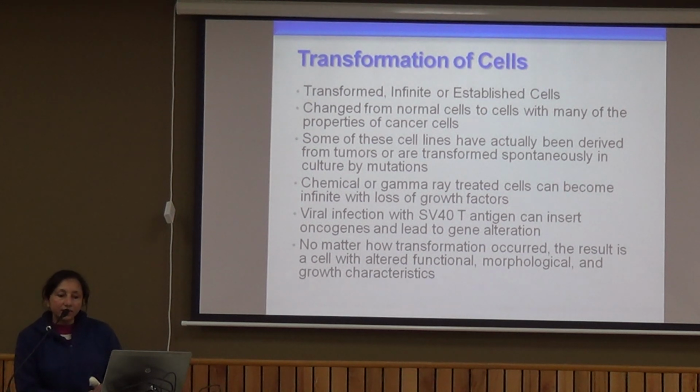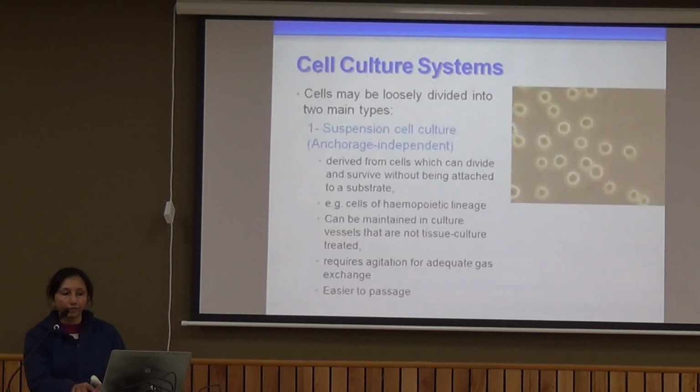Chemical or gamma ray treated cells can become infinite with loss of growth factors. Viral infection with SV40T antigen can insert oncogenes and lead to gene alteration. No matter how transformation occurred, the result is a cell with altered functional, morphological and growth characteristics. That is, now we have a cancerous cell which can grow indefinitely in the laboratory under artificial conditions.